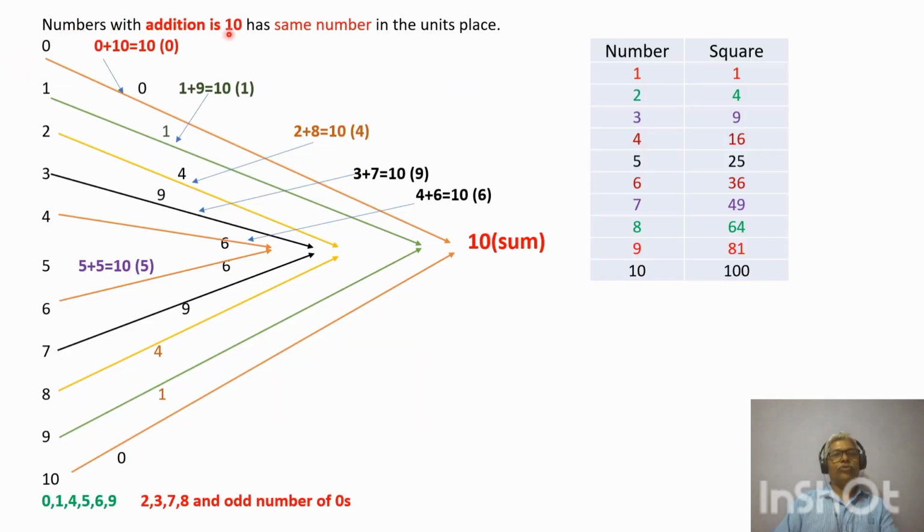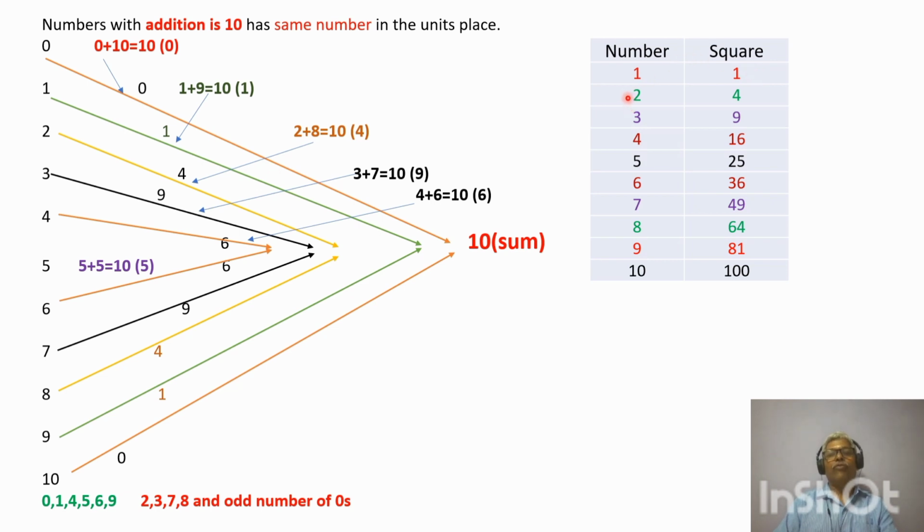Now we are trying to see another property of square numbers. These are the numbers and these are their squares. See how they end; look at the unit place, the last digit. 1 gives 1, 2 gives 4, 3 gives 9, and so on. Now look at this: 9 squared ends with 1, that is, the unit place is 1, and 1 squared is also 1. If any number ends with 1, the square will end with 1.